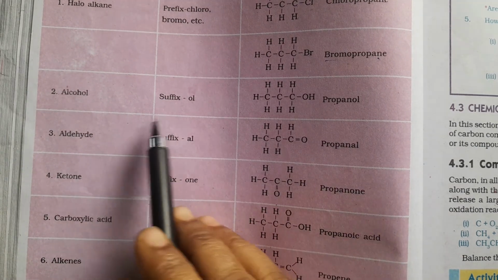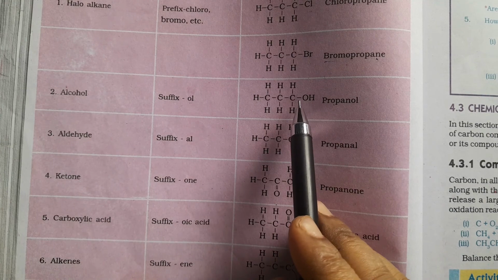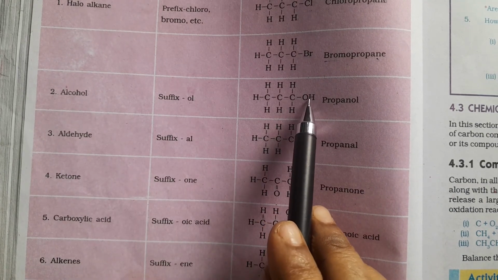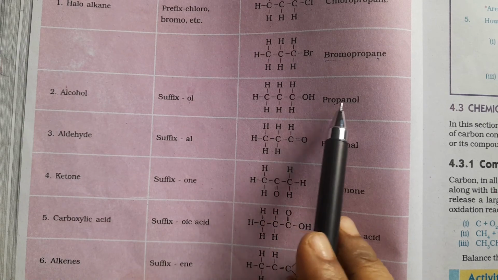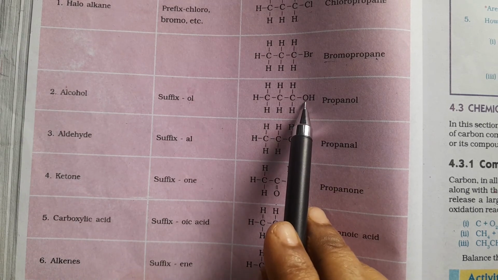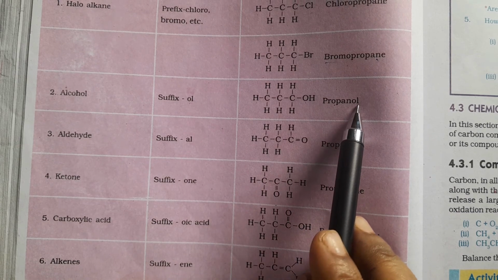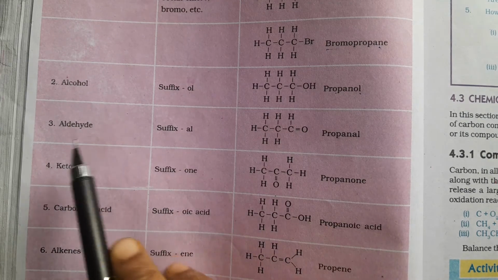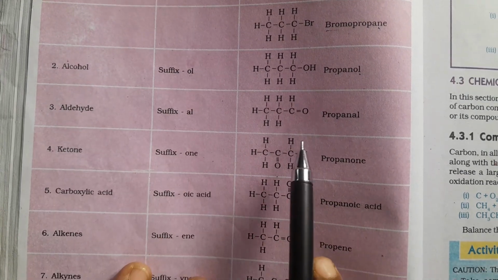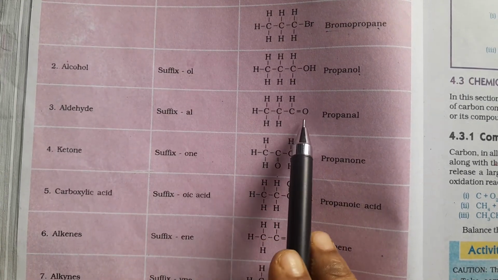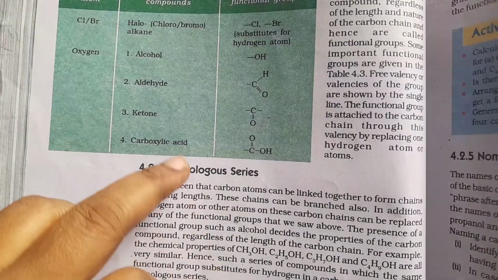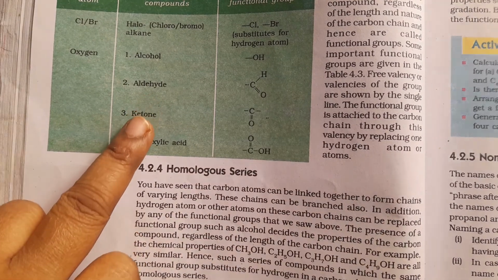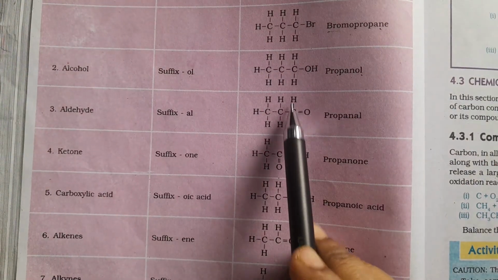Alcohol family means we have to add OL. Instead of one hydrogen, we replace it with this OH family. OH family means the alcohol family, propanol. For propane, you have to remove the E and add OL. Aldehyde means AL. So with aldehyde you get this functional group. What is the formula for this aldehyde? The CHO group, right? So you get this CHO group.